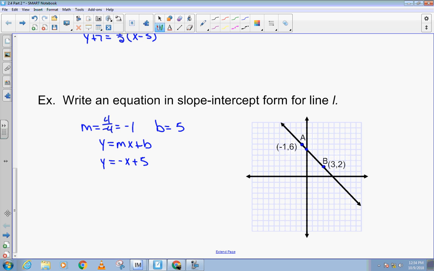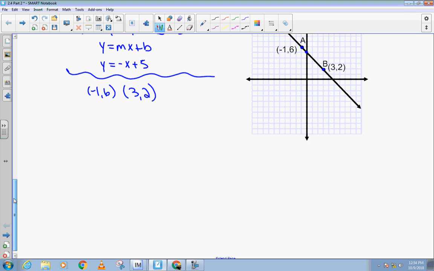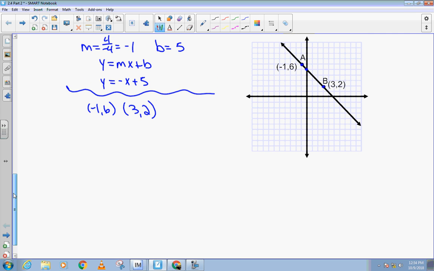Okay, now, what if they didn't give us the picture? If all they gave me were the 2 points, negative 1, 6, and 3, 2, we need to know how to do it that way as well. So if we don't have the picture, we have to rely on our formula. We're going to find our slope, where you subtract your x's, and then you subtract your y's, and that ends up being 4 over negative 4, which is negative 1. Same slope as we got when we counted, right?